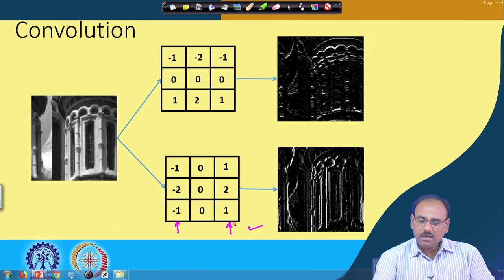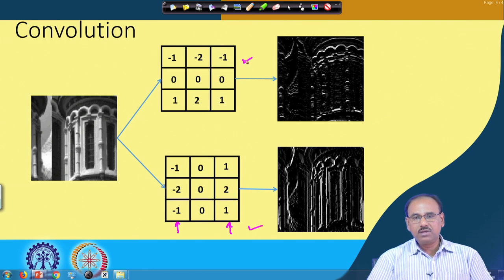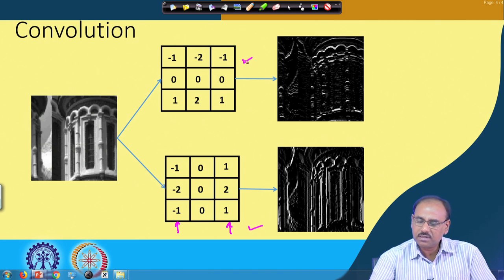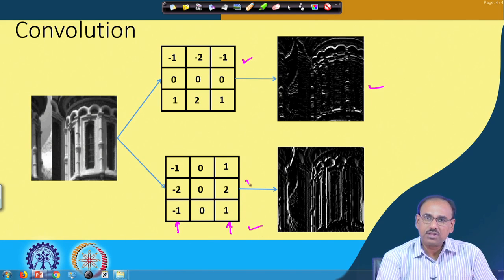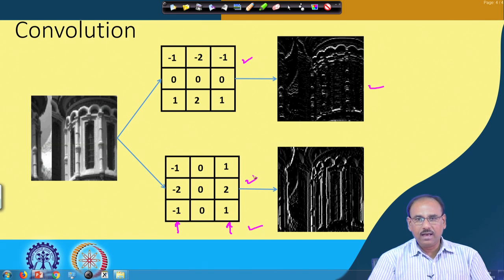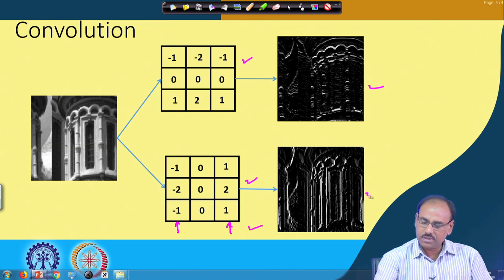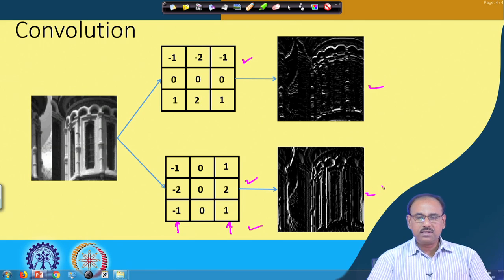So, as a result, this operator tells you what the horizontal edges are which are present in the image as given over here, and this operator tells you what the vertical edges are which are present in the image. These edges are important features of an image which help us to understand or recognize the objects present in the image. So, this is one convolution with a type of convolution operator or convolution kernel.